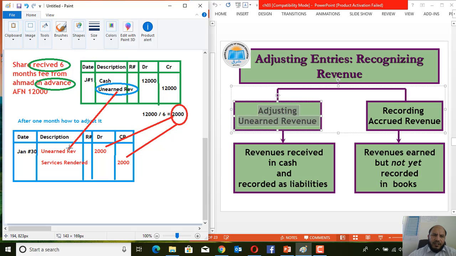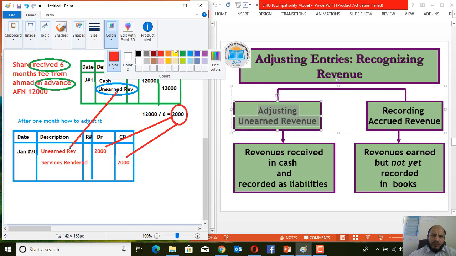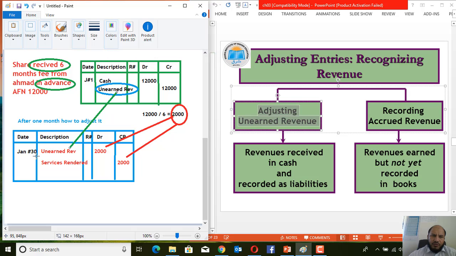Now dear students, the unearned amount that we had, which was a credit entry, is now a debit entry. And the services rendered account, which we did not have before: now we have provided services to this individual, that's why we record the services rendered as a credit entry, because it is now our revenue. At the earlier time it was our liability.